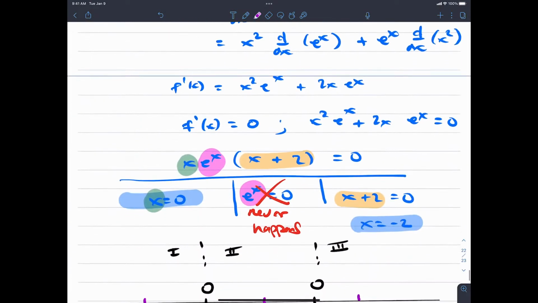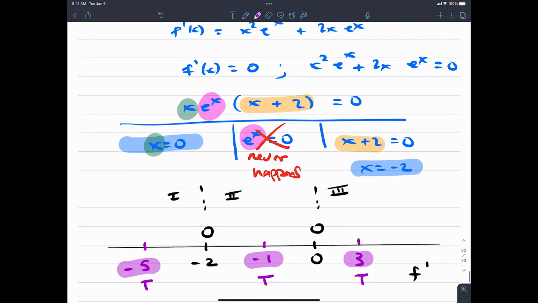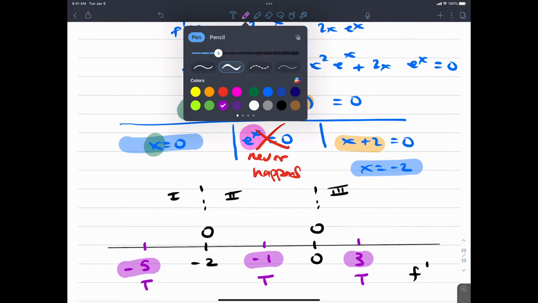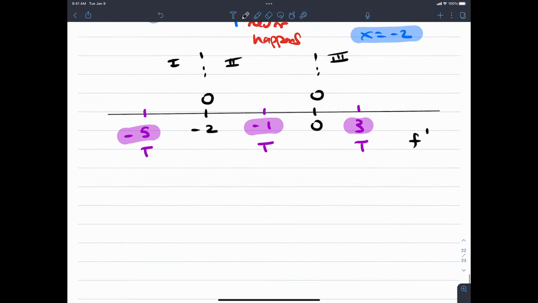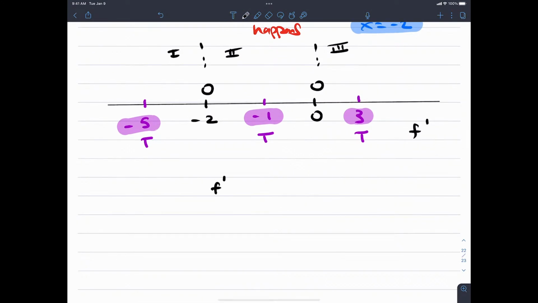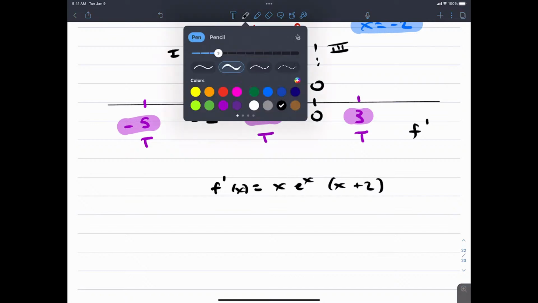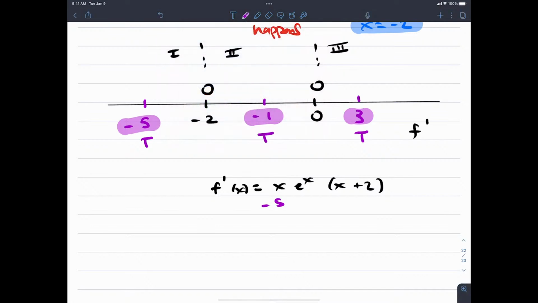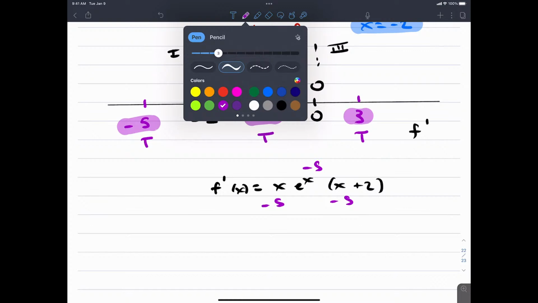I have to find it again. Right here. It's x, e to the x, x plus 2. So when you plug in the first test point, -5 here, -5 here, -5 here, what's the deal? What do you get?